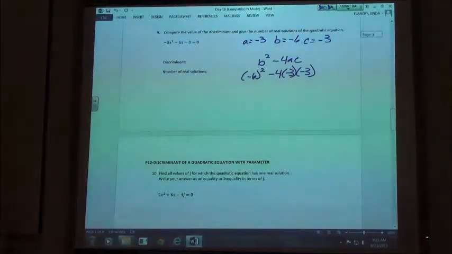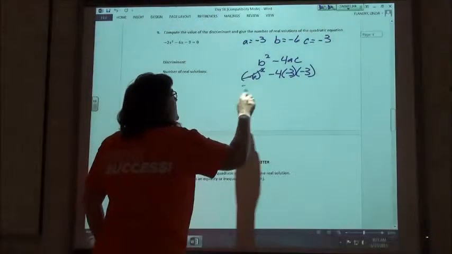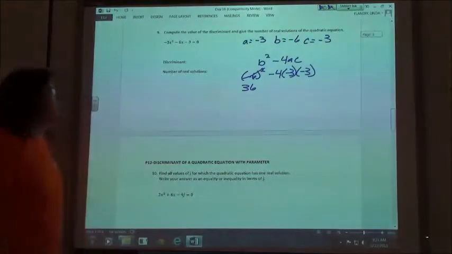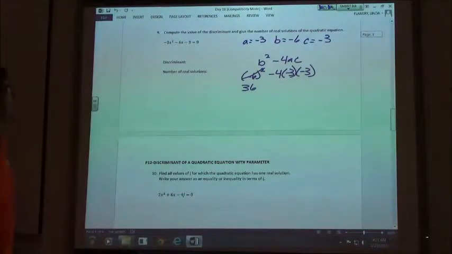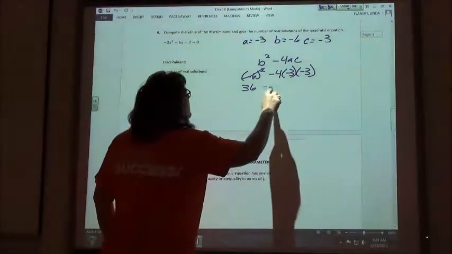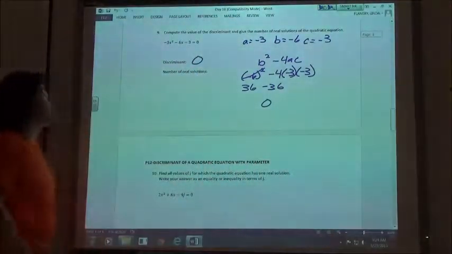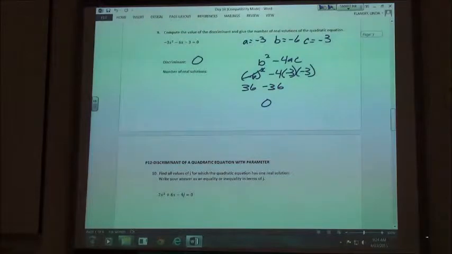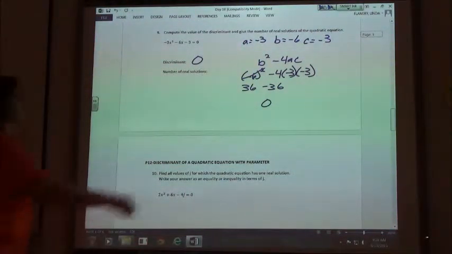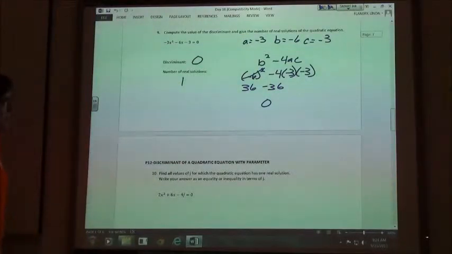So -6 squared is 36. -4 times -3 times -3 is -36. And 36 minus 36. Hey, the value of my discriminant is 0, and if the value of my discriminant is 0, how many real solutions do I get? 1. All right.